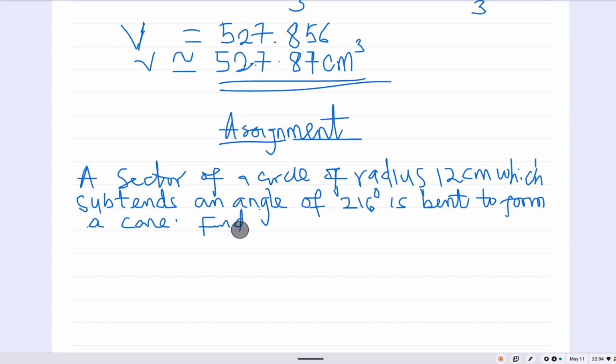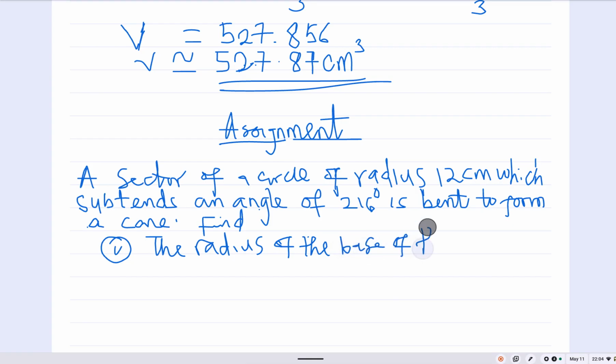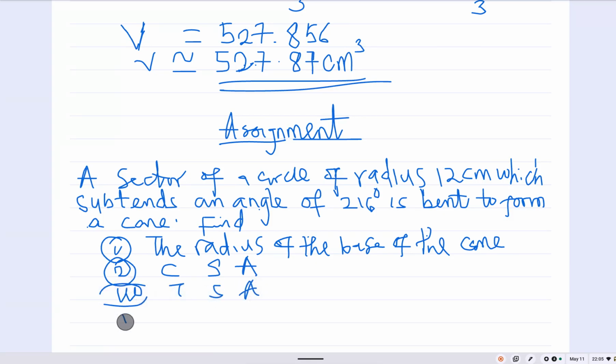Find number 1, the radius of the base of the cone. Then number 2, you are to find the curved surface area. Then number 3, find the total surface area. Number 4, find the volume.